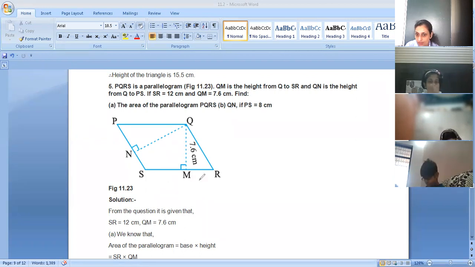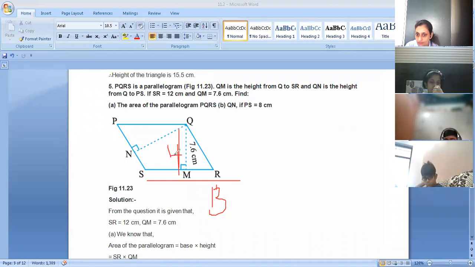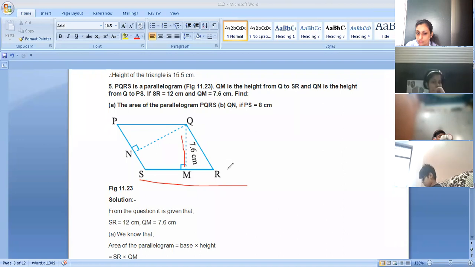This SR is the base, that is your base, and this is your height. Base and height are given. So first of all, we'll use the formula: area of a parallelogram is equal to base into height. That is, base is equal to how much? 12, and height 7.6 is given.